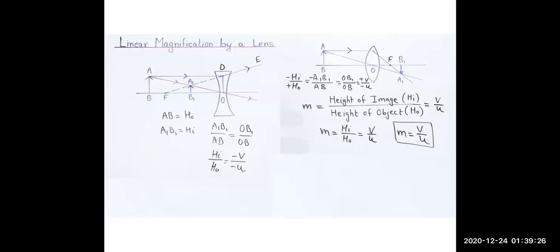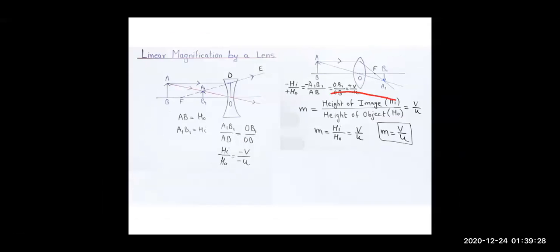Now magnification, we know that magnification is height of image upon height of object. Now suppose if height of image we denote by HI, and height of object by HO, then it is HI by HO. Right. Now we have been using this equation in class 10th, right? We can show here, we can prove here.